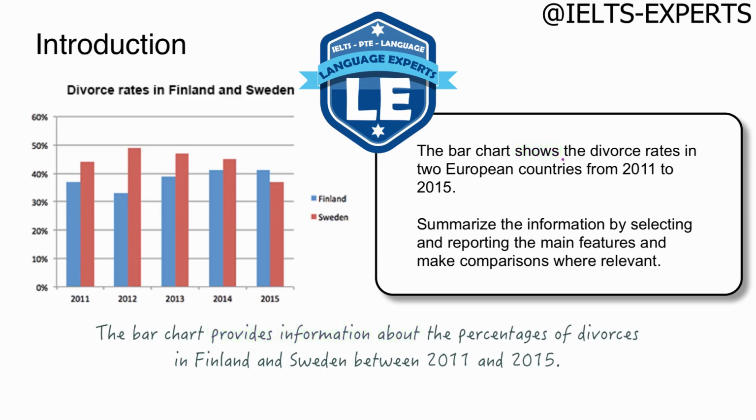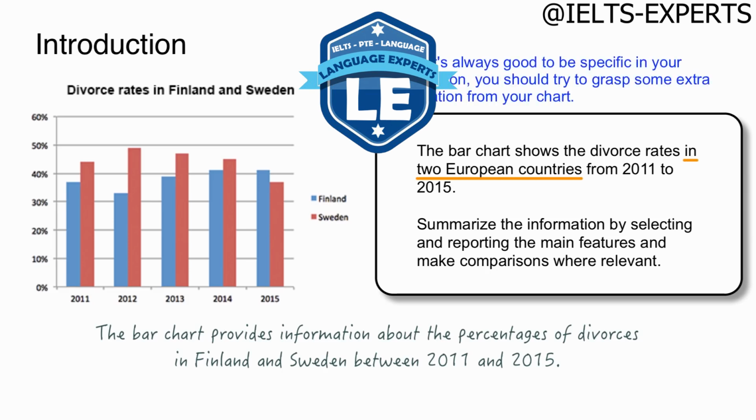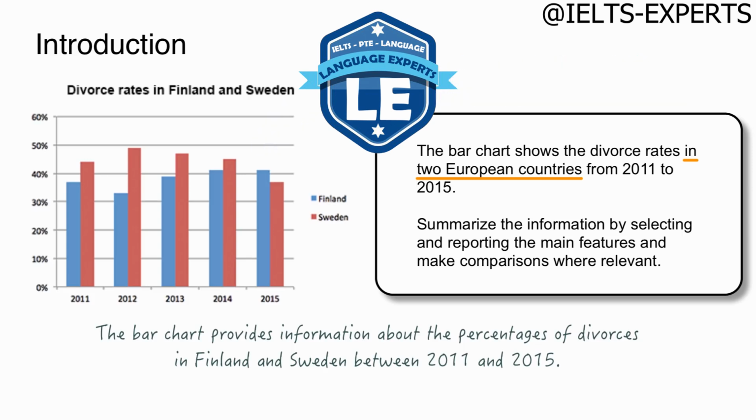Instead of the phrase divorce rates, I used the phrase percentages of divorces. After that comes the phrase in 2 European countries. Since it's always good to be specific in your introduction, you should try to grasp some extra information from your chart. What are those 2 European countries? Do we know? In fact, we do. Those are Finland and Sweden. So we'll use this information in our introduction by writing in Finland and Sweden.